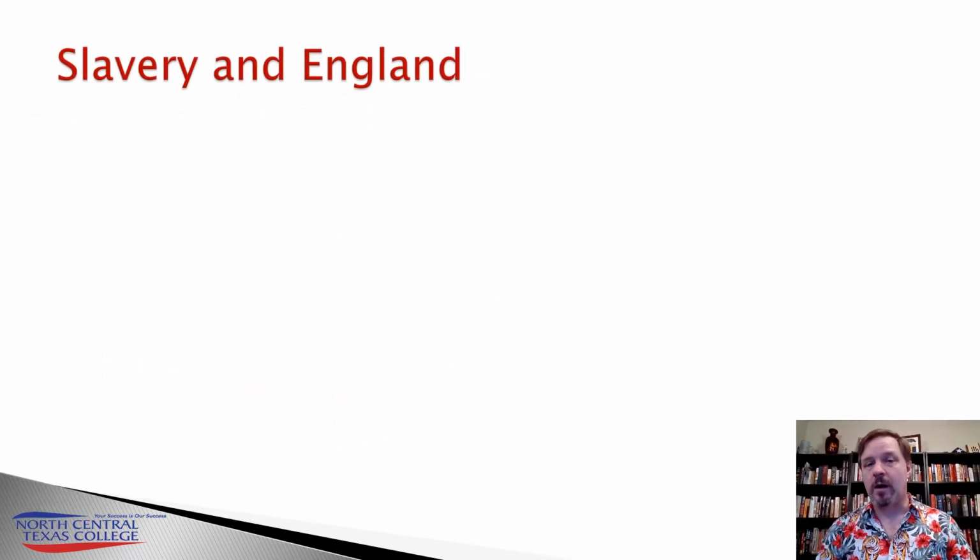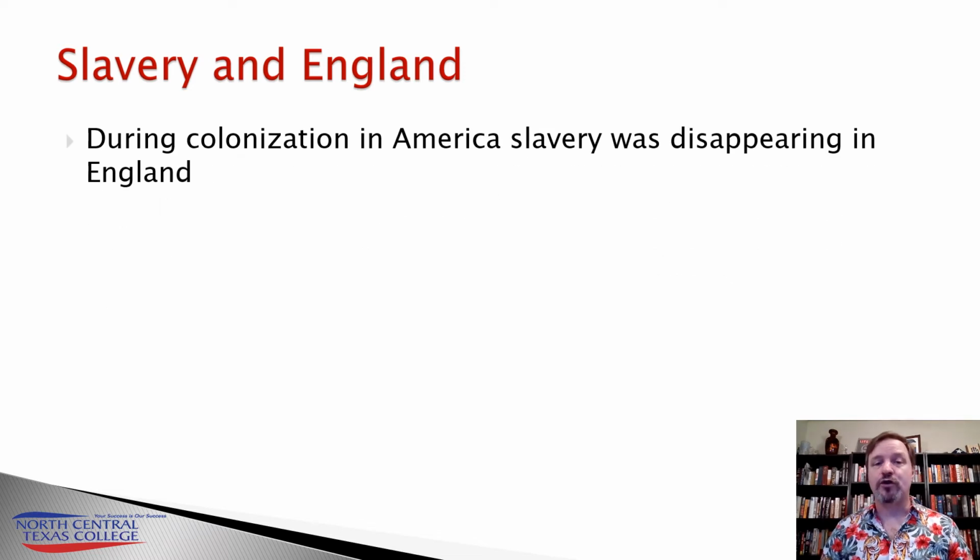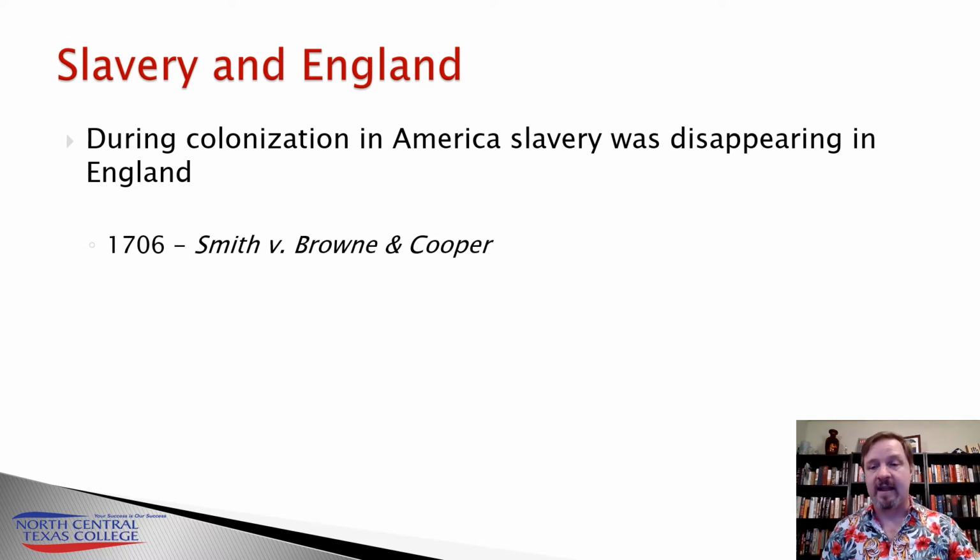While this was going on and slavery was becoming more and more entrenched in colonial America, it was actually dying out in England itself, back in the mother country. For example, in 1706, in a court case called Smith versus Brown and Cooper, it was determined by this court that, quote, as soon as a Negro comes into England, he becomes free. So that means if you were an African and you were a slave and you arrived in England proper, the moment you set foot on English soil, you were now a free man.